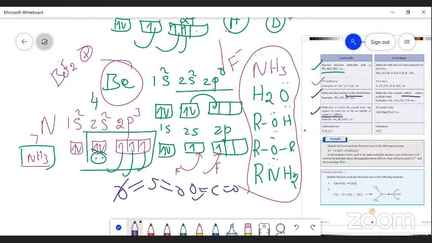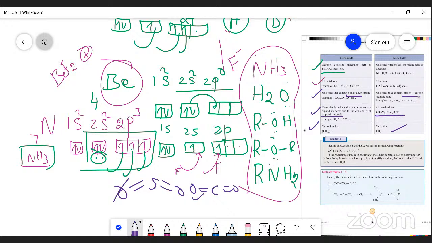Then all metal oxides like calcium oxide, magnesium oxide, and Na2O are basic in nature according to Lewis, since they can donate. Finally, we have the carbonium ion, the carbocation, like the tertiary carbocation. Since this deficiency is present, it can act as a Lewis acid. A carbanion, with a minus charge, can act as a Lewis base. So these are the differences between Lewis acids and Lewis bases, who can act as which.